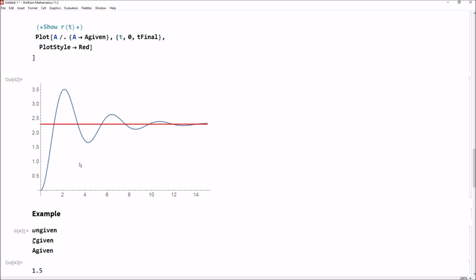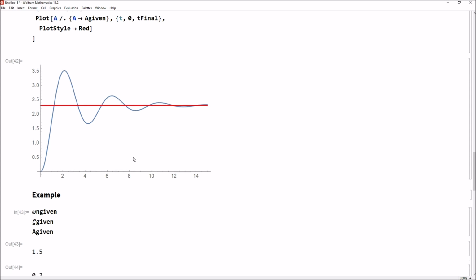If we look at this picture, it's a little bit hard to see, but 10 seconds is out here, and I believe that's the 5% settling time. Okay, that is pretty much it. This is a good spot to wrap up our discussion on time domain analysis.